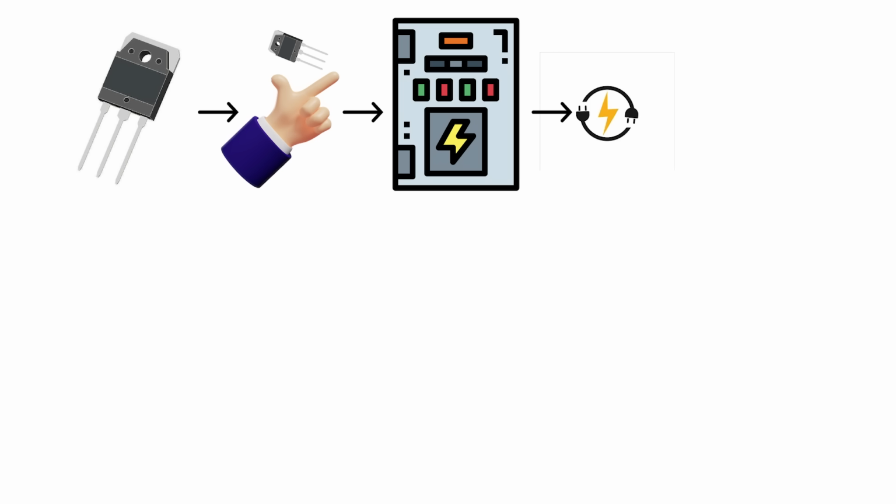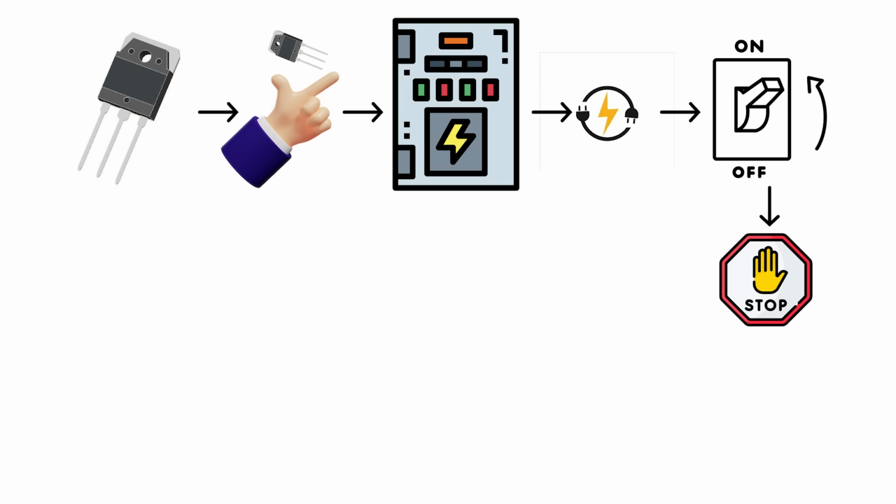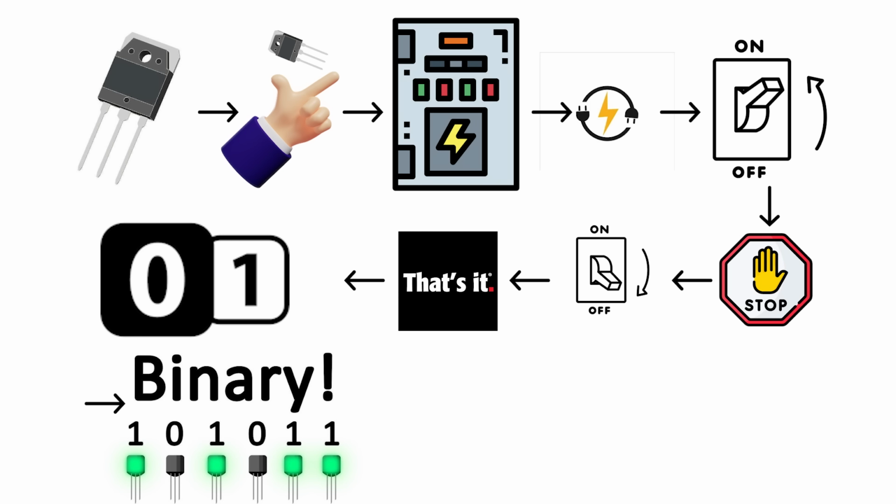When electricity flows one way, the switch turns on. When it stops, the switch turns off. That's it. On or off. 1 or 0. This is called binary, and it's the only language computers actually understand.